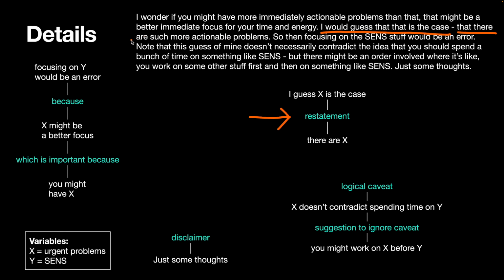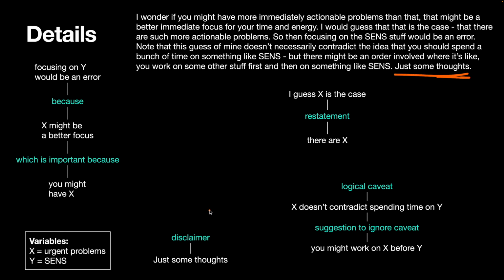And then we have that there are such more actionable problems. So he's trying to restate the same idea again in different words. Basically, he used two that's, and it's confusing, so then he restated it with the actual thing, more actionable problems. But when you use the variables, x, the restatement is unnecessary. It doesn't really add anything useful.